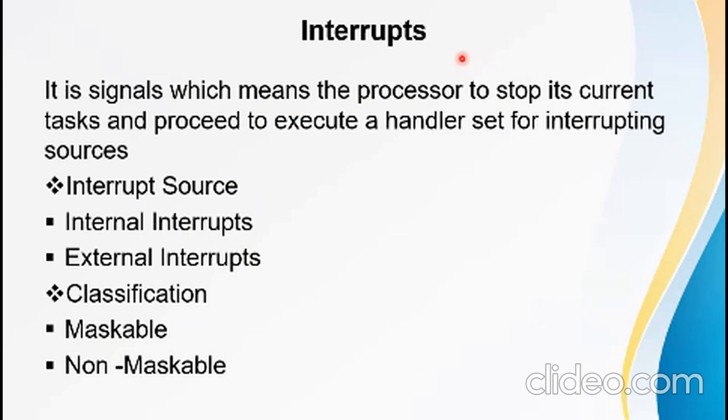Interrupts are signals which tell the processor to stop its current task and proceed to execute a handler. Interrupt sources: they have internal interrupts and external interrupts. Classifications: they have two types, maskable and non-maskable.